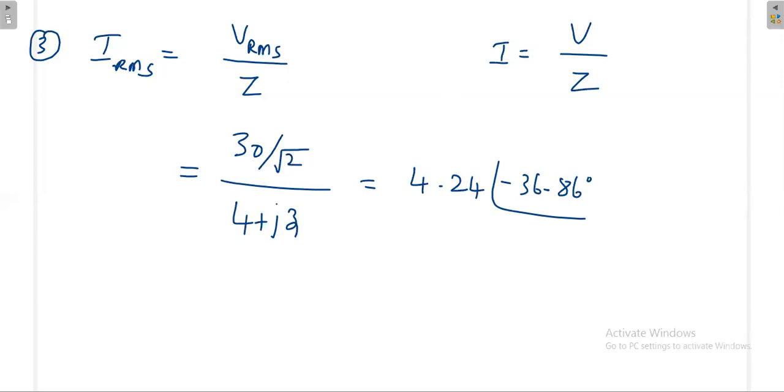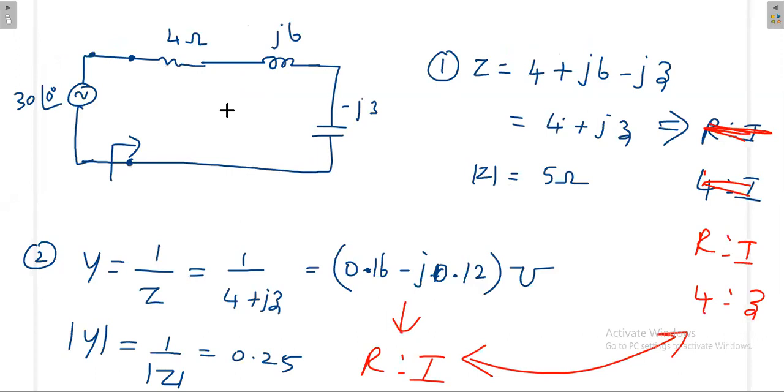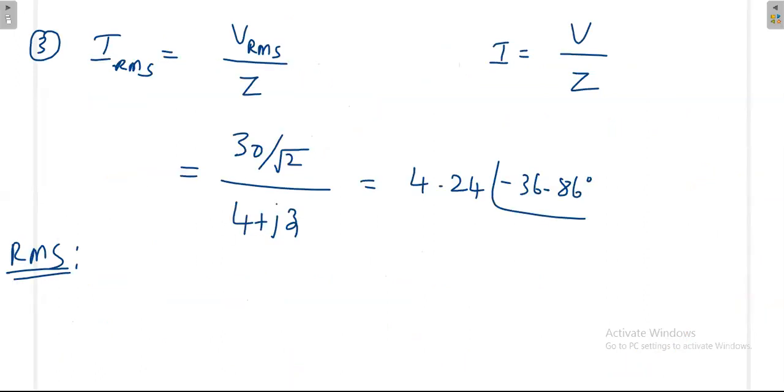Once I know the IRMS, I am operating in the RMS domain. Once I have calculated the I in the loop, the I will be the same everywhere: for the resistance, the inductor, and the capacitor. I am already in the RMS domain, and my I is the same as IR, IL and IC, because in a series circuit the current is the same.